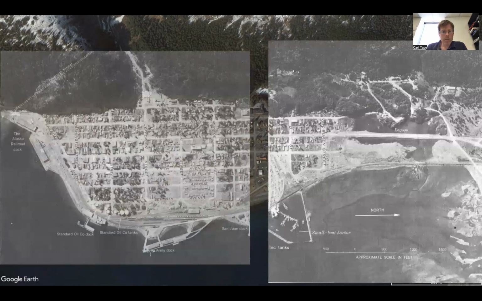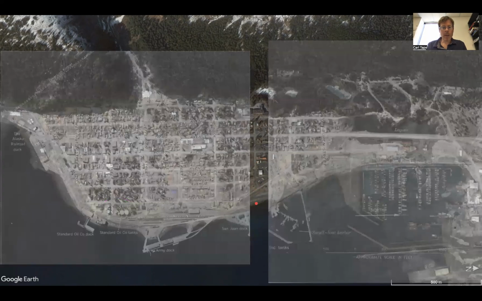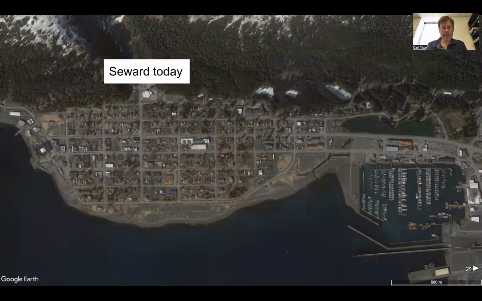And so here we have Seward just before 1964. I've indicated the Alaska Railroad dock, Standard Oil Company tanks. There's a structure here in green, and in the margin of this composite image, there's some other oil tanks that we'll see in other photos. So this is from my USGS report in 1967. I'll go right back through that just to say here's Seward today.